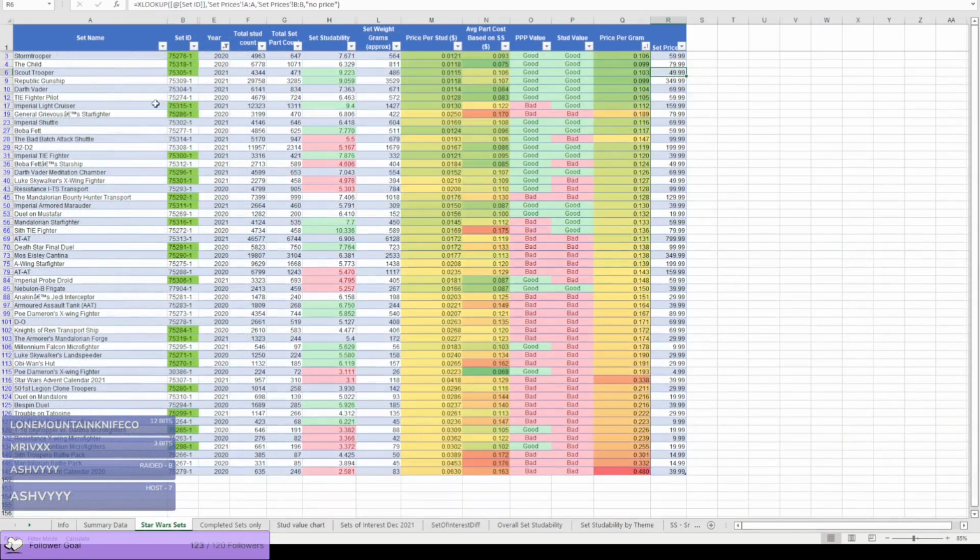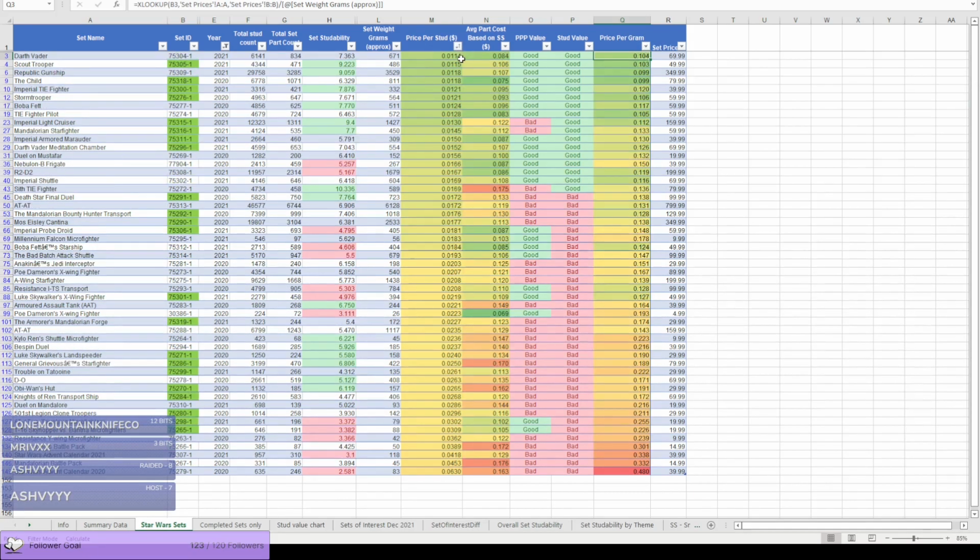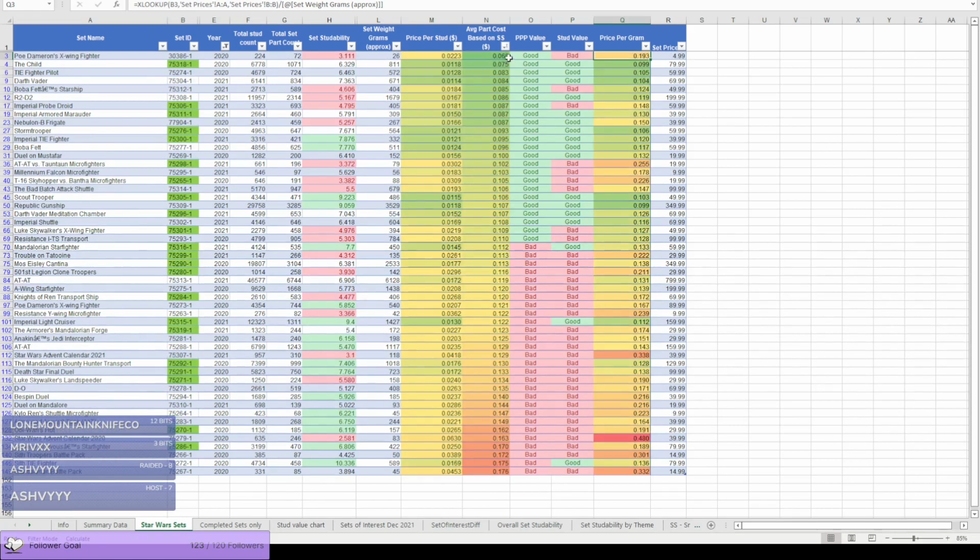So I did produce a Star Wars table for just the Star Wars sets, and I have the green ones highlighted, the sets that I own. And so these are sets that I didn't own at the time that I made this data. But this is sorted by price per gram. So if you want to get the heaviest set for the cheapest price, you sort by this. If you want to get the best value per stud, you sort it by this one, and so on and so forth. So very simple way to determine the best value for your particular interest.